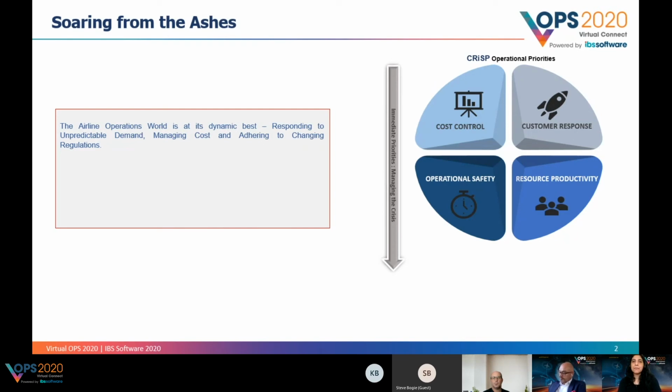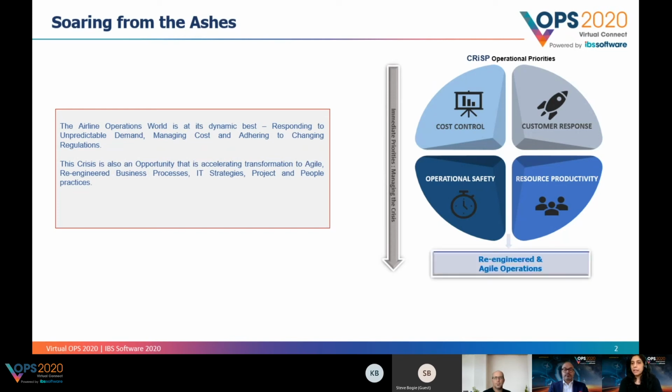So these were the major four priorities, which we call the CRISP matrix. But they were also saying something interesting, that while they were doing this, since this is not a normal disruption period, it's a more extended disruption period, they were able to rethink their business processes, their practices of people or projects or their IT strategies, which resulted in the concept of Michael Hammer's MIT concept of business process reengineering.